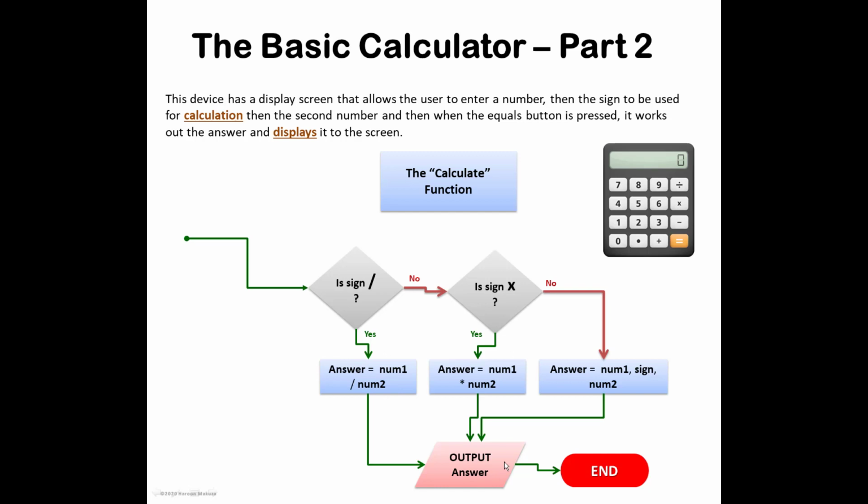Then it shows you the answer and it ends. But if the sign is not a forward slash, it's going to check, okay, is the sign X? If yes, answer is equal to the first number times the second number. And if the sign is not the letter X, then it's going to use whatever sign you typed in, the plus or minus sign, and then it's going to say answer is equal to the first number, then the sign, whether plus or minus, and then the second number, and then display the answer. That's what the calculate function does.